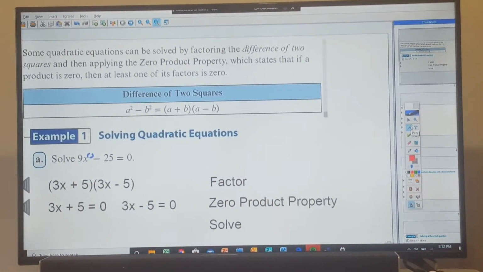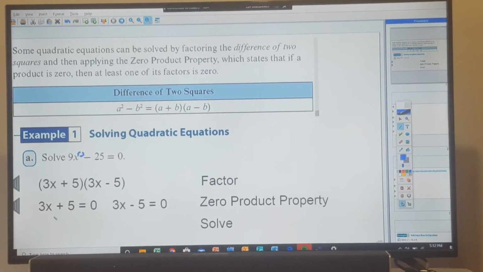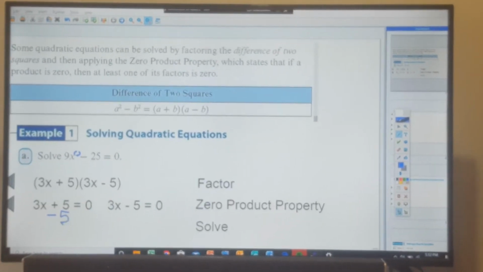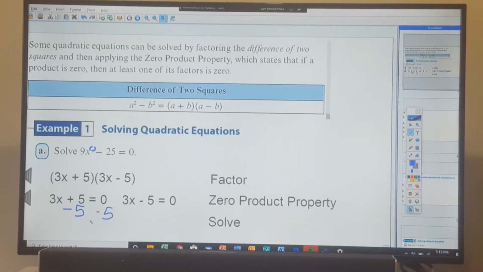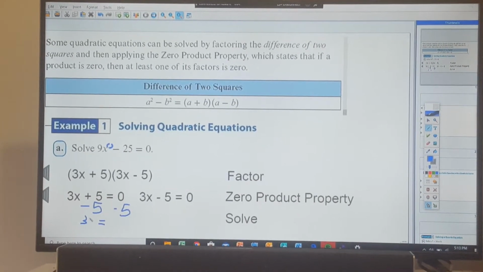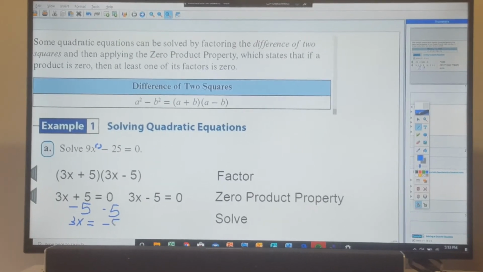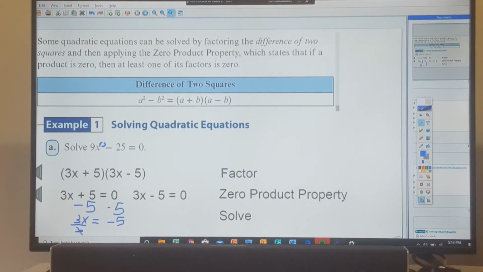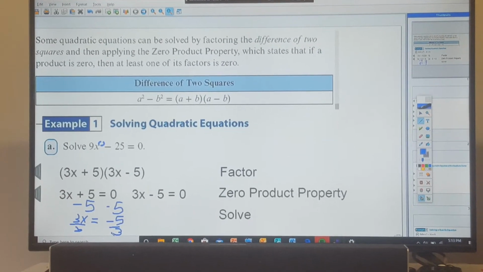I'll do my best with the Mimeo on my screen. So we solve this. The first thing, inverse function: since we're adding 5, we want to subtract 5 from both sides. Then we get 3x is equal to negative 5. What's the next step? To undo the multiplication, we would divide by 3.